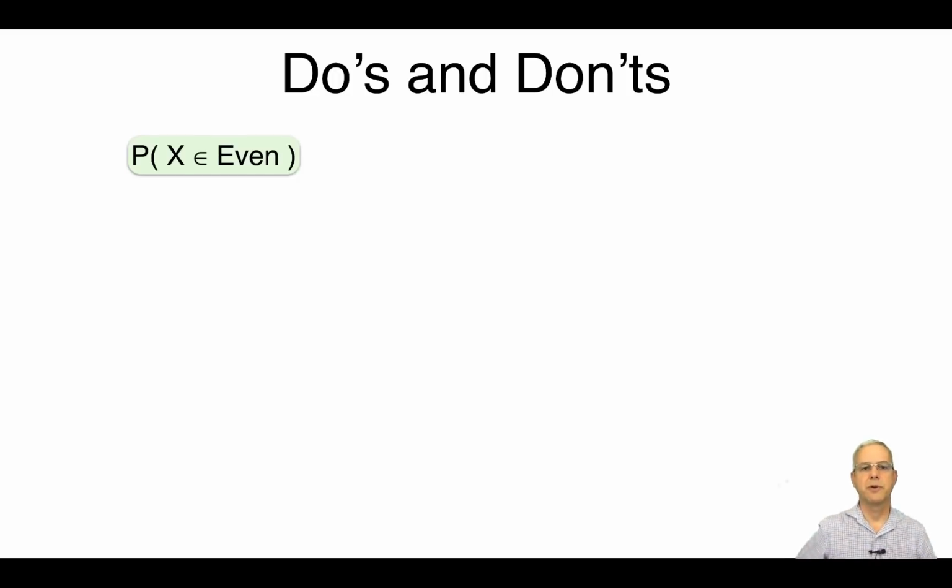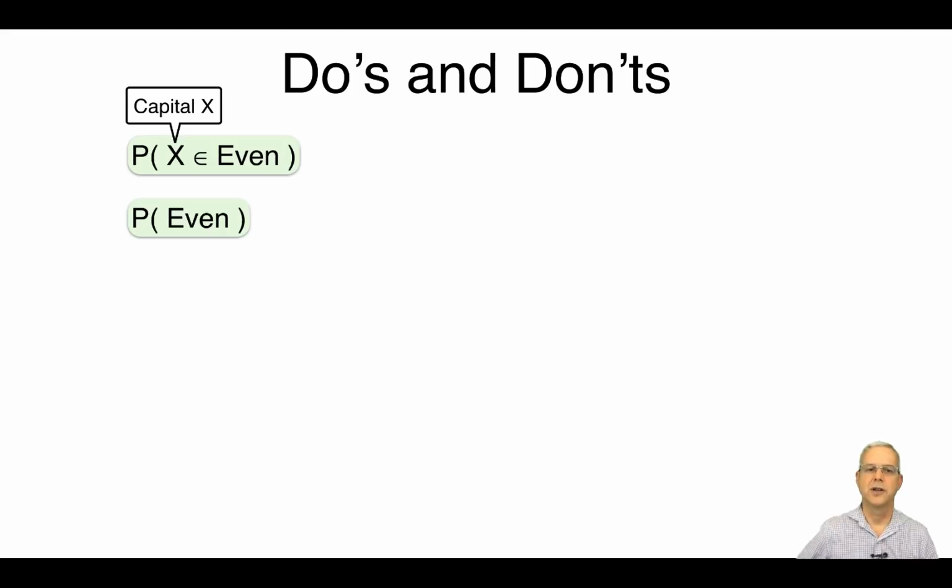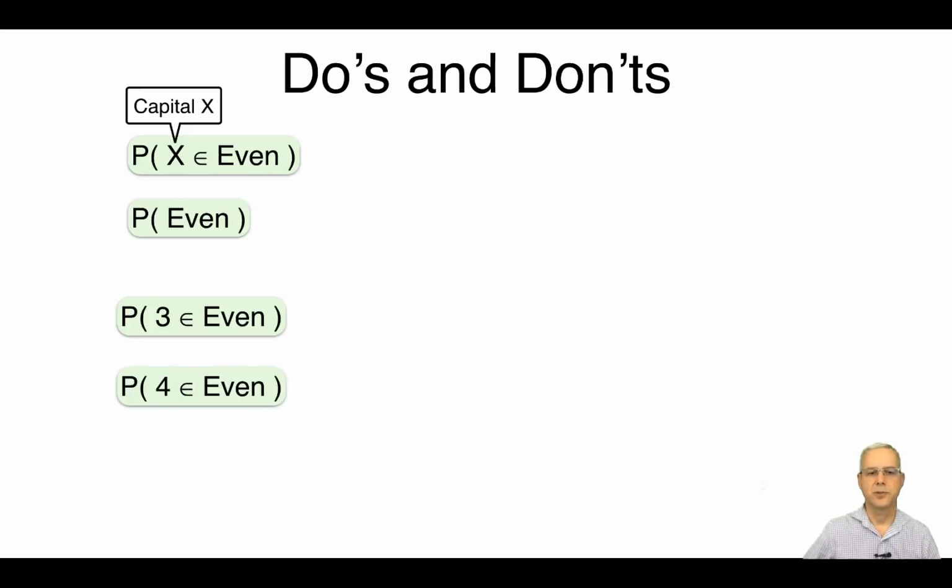So how about the probability that X belongs to even, and here X is capital. Is this a valid expression or not? How about just writing the probability of even? Or the probability that 3 belongs to even? Or the probability that 4 belongs to even? Or the probability that x belongs to even, and here x is small x. So which of those are valid and which are not?